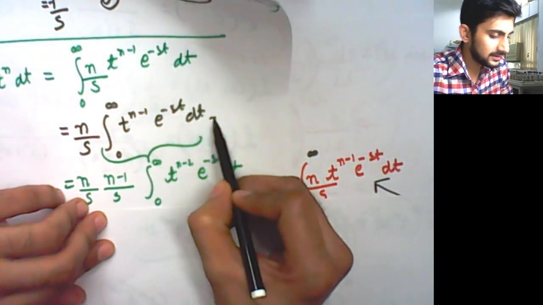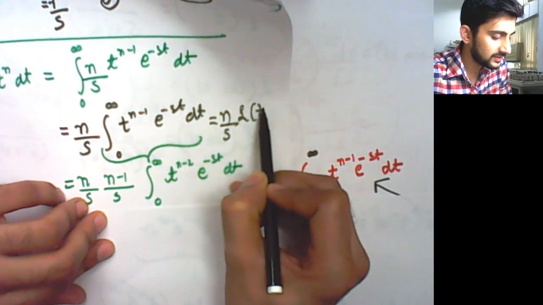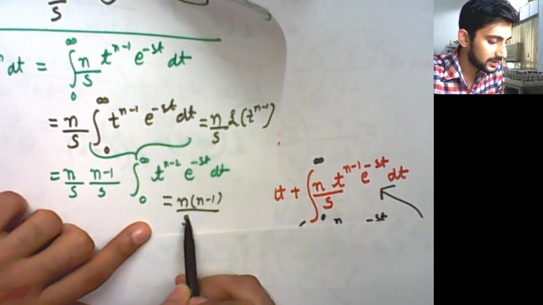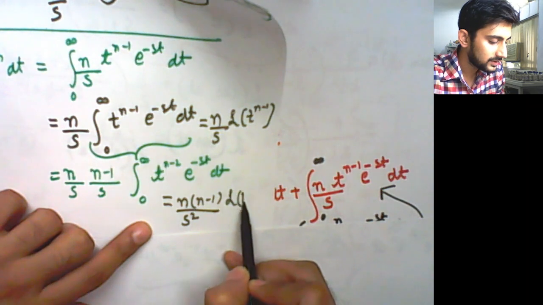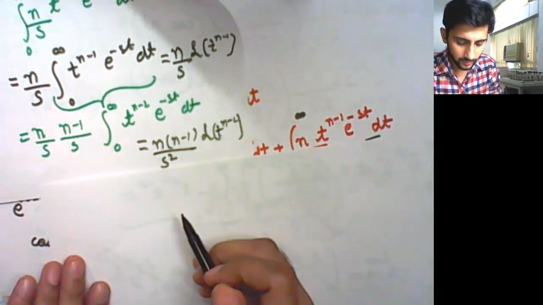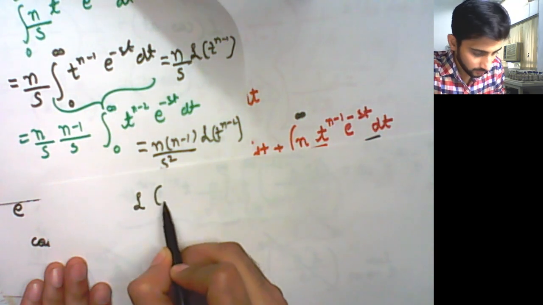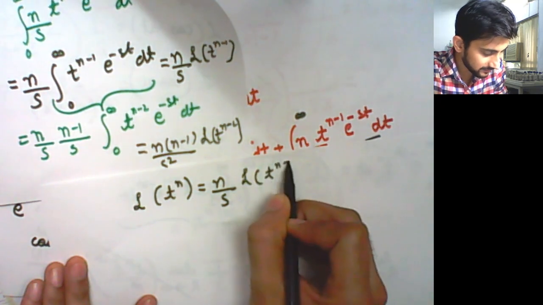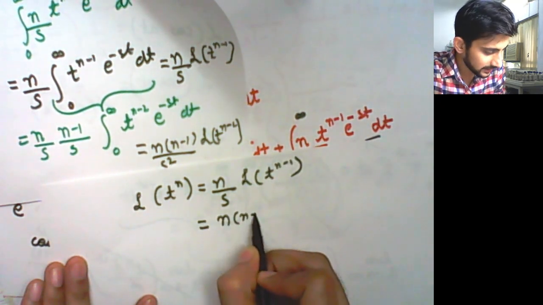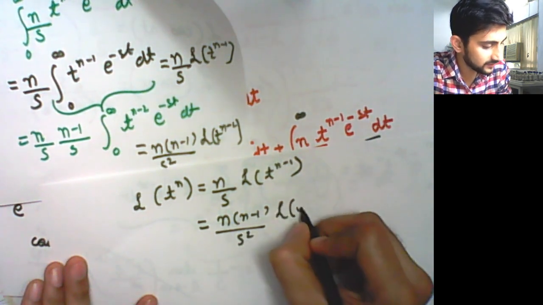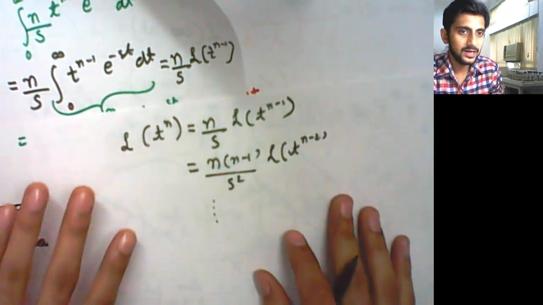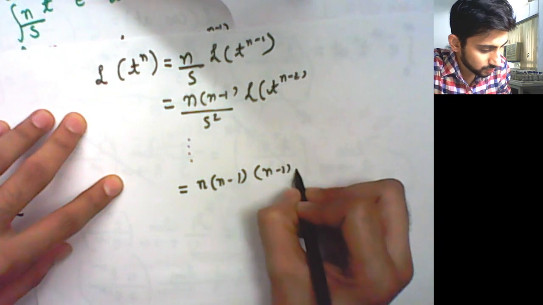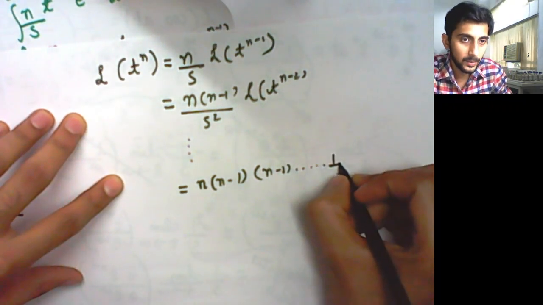So इसको अभी हम ऐसे लिख सकते हैं ना, that it is nothing but n upon s Laplace transform of t की पावर n minus 1. और फिर इसको लिख सकते हैं nothing but n minus 1 upon s square Laplace transform of t की पावर n minus 2. Like this. If you continue, what you will get is the Laplace transform of t raised to the power n is equal to n upon s Laplace transform of t raised to the power n minus 1, which is equal to n upon n minus 1 upon s square Laplace transform of t raised to the power n minus 2. In this fashion, you will continue till you reach this point, n minus 1, n minus 2, and so on till 1.